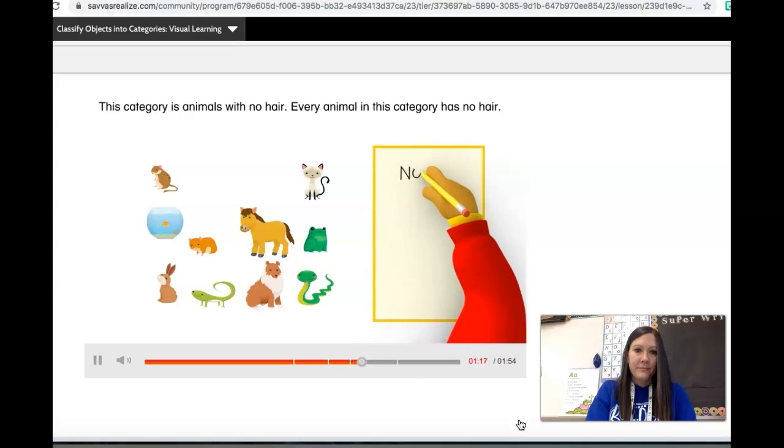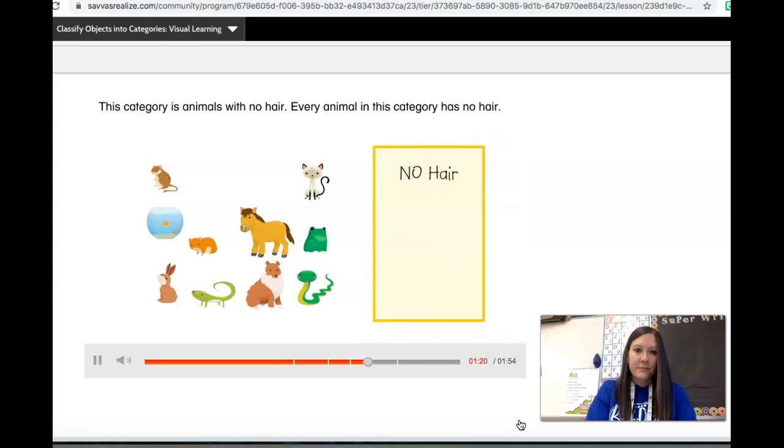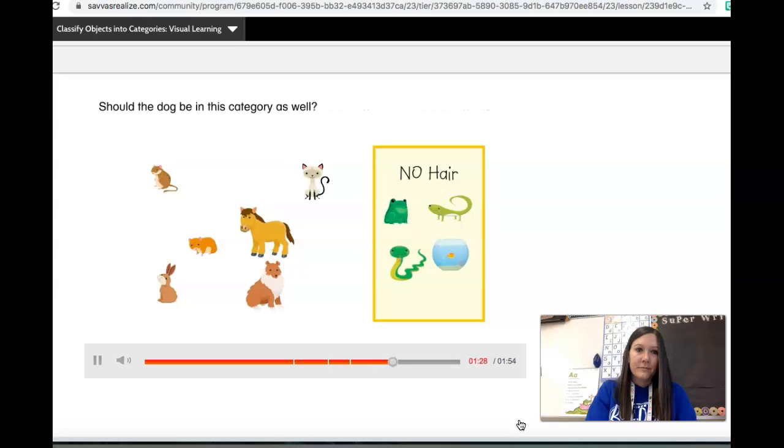This category is animals with no hair. Every animal in this category has no hair. Should the dog be in this category as well? No, the dog should not be in this category. The dog has hair.